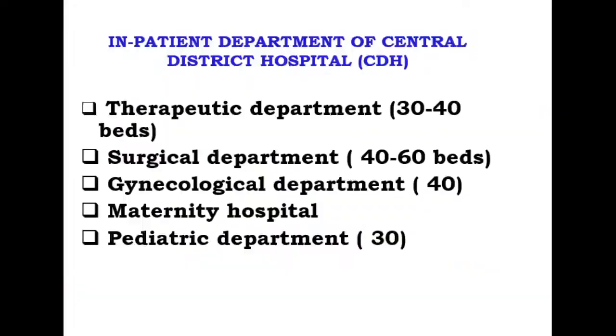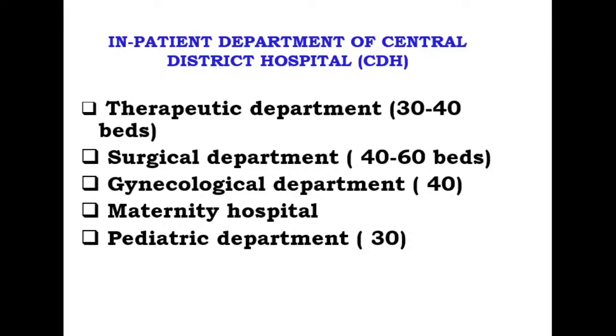How many beds are in different departments? This is declared by law in the Russian Federation. A therapeutic department consists of 30-40 beds. That is why there are 15 patients for one doctor. Surgical departments consist of 40-60 beds.